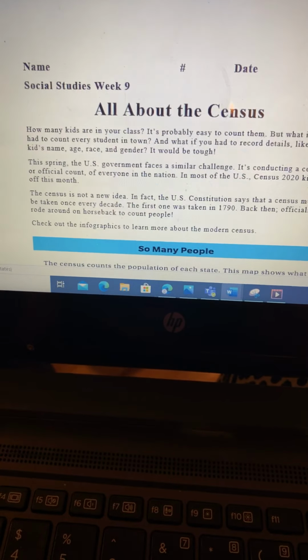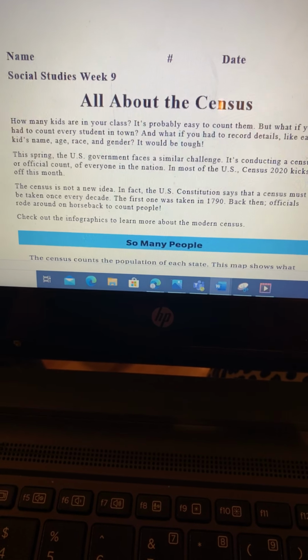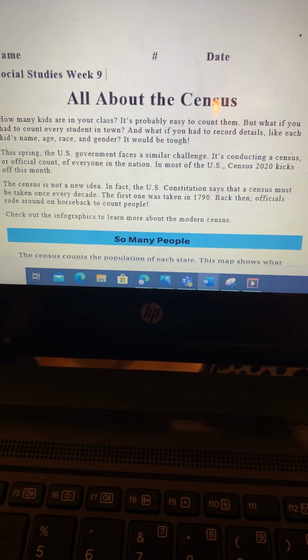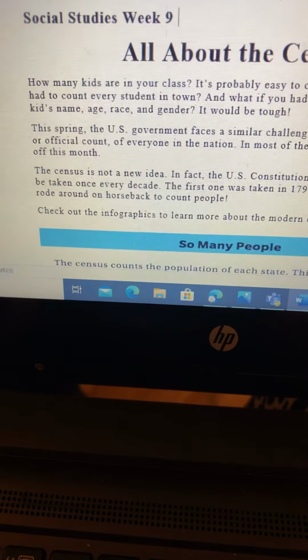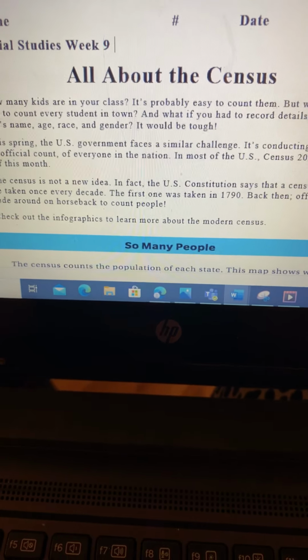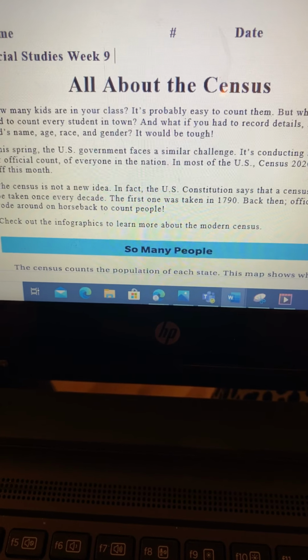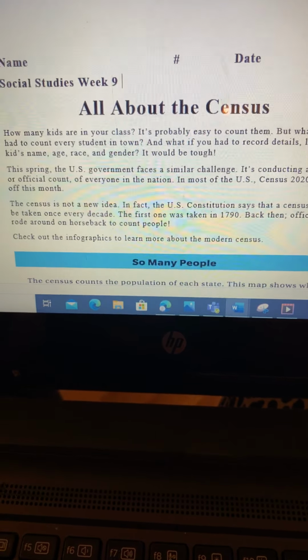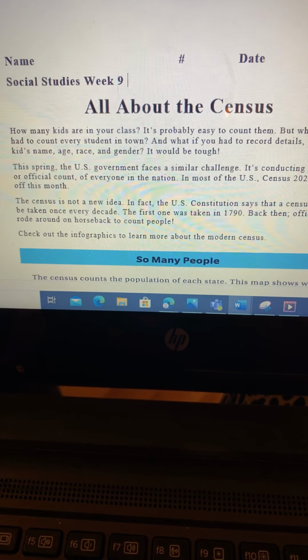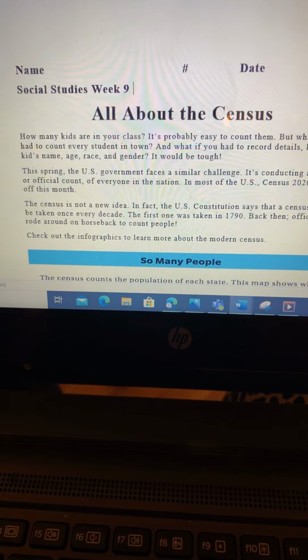Hi, 112. So this is going to be your social studies for today, and it talks about the census, all about the census. How many kids are in your class? It's probably easy to count them, but what if you had to count every student in town? And what if you had to record details like each kid's name, age, race, and gender?